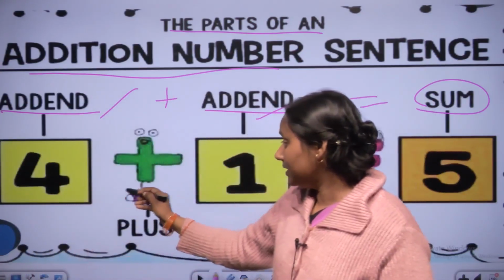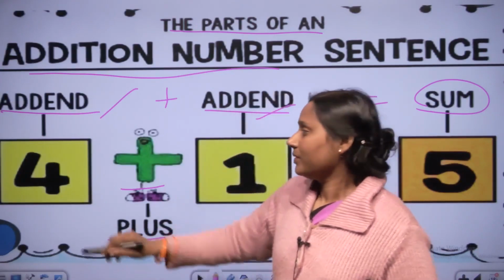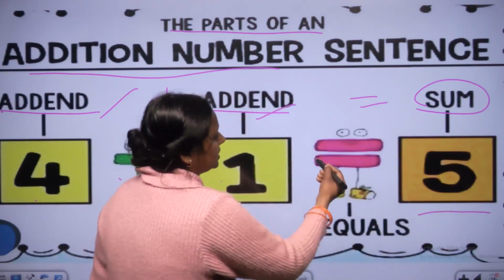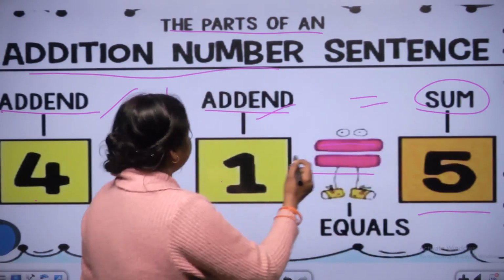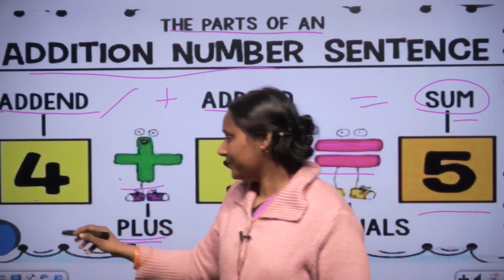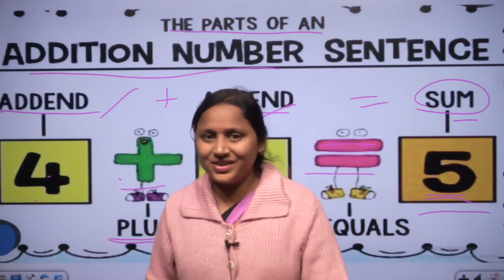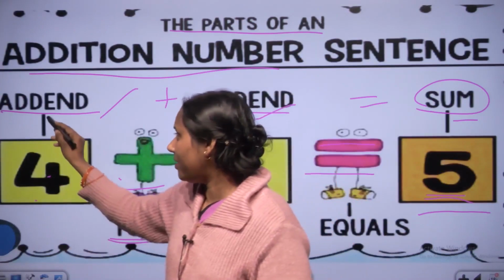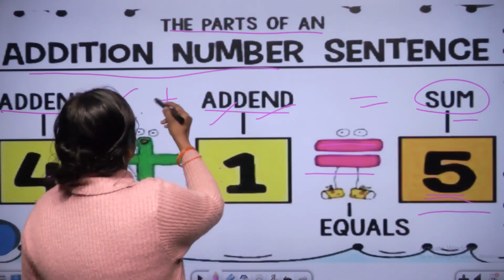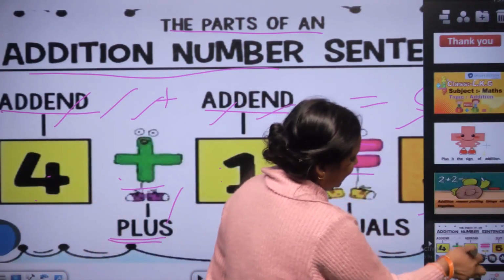Okay, what is this? This is the sign. What we call this sign? Yes, plus. 4 plus 1. What we get? This is 5. This is the sign of what? Is equal to. Okay. Addend plus addend is equal to what? Sum. Okay. 4 plus 1 is equal to what number we get? Yes, 5. First one number what we call? Addend, then plus, then also addend. 2 addend, okay? Add together, then what we get? Yes, sum.